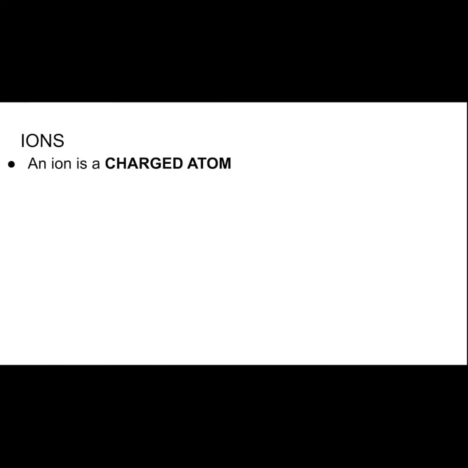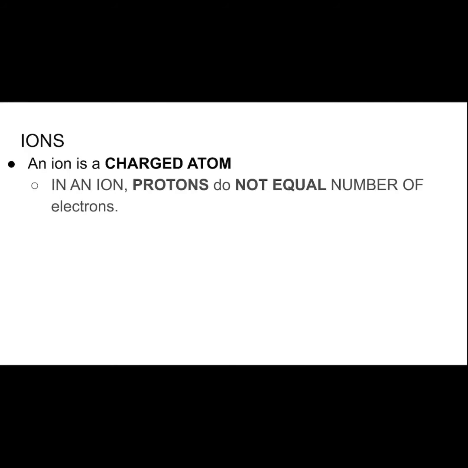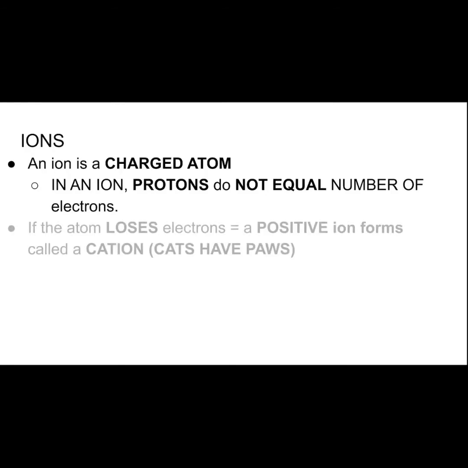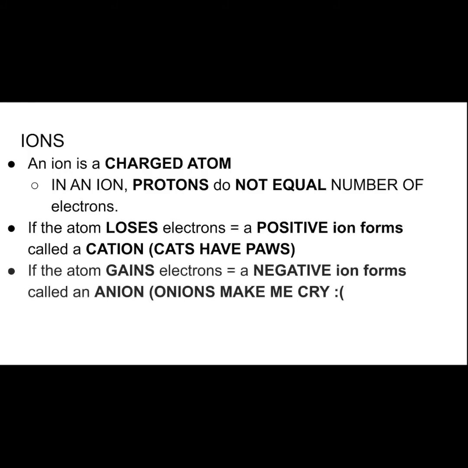Next, we're talking about ions. An ion is a charged atom, so it's positive or it's negative, but it will not be neutral. In an ion, protons will not equal the number of electrons, so electrons are the thing that's going to be changing. If the atom loses electrons, it has a positive charge. It's a positive ion. We call those a cation. To remember this, you can say cats have paws. Paws sounds like positive. So I'm losing bits of negative pieces of the atom. That's what's making it positive.